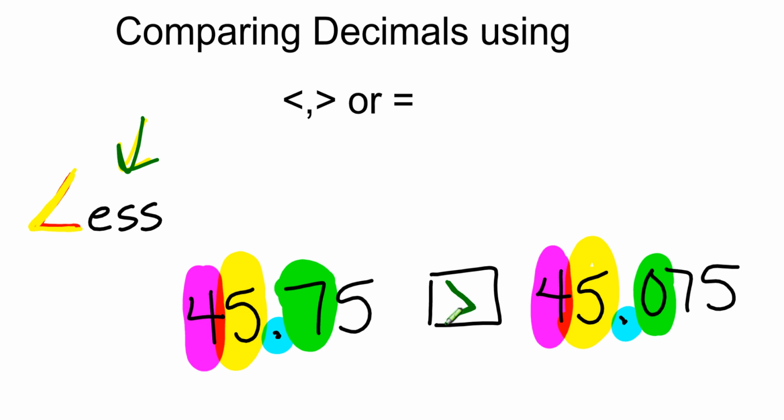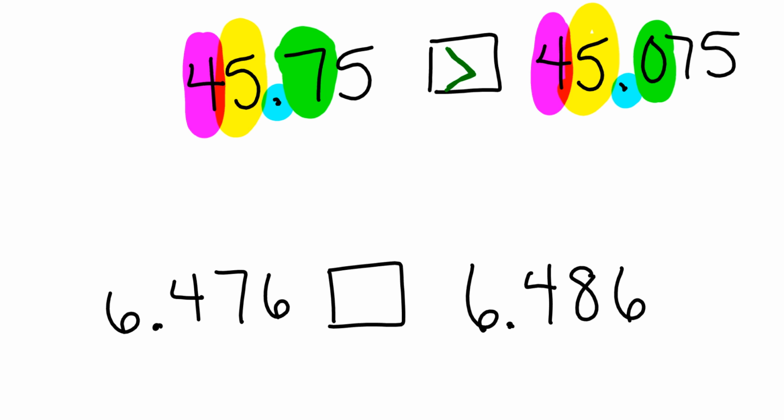All right, so let's take a look at the next problem on the screen and try it together. Okay, so let's look at the next problem. We have 6 and 476 thousandths, and we have 6 and 486 thousandths. So if we were to compare again, we'll start with the highest number, which is in our one spot. In our one spot, we have 6s, right? Okay, so that matches.